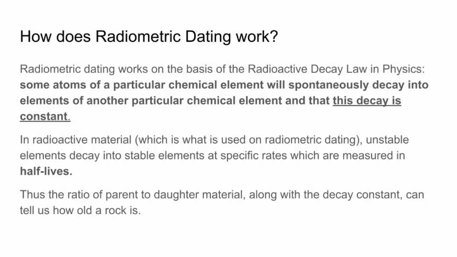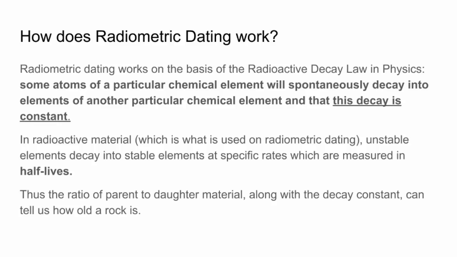In radioactive material, which is what we use for radiometric dating, we pull up a rock sample, we analyze it for its content using usually some kind of spectroscopy, and then we analyze that radioactive material. In that material, those unstable elements are the ones that are decaying into stable elements at specific rates. So some atoms of unstable elements will spontaneously decay into atoms of stable isotopes, and that rate is measured in what's called a half-life. Every half-life, half of the material has decayed into daughter material.